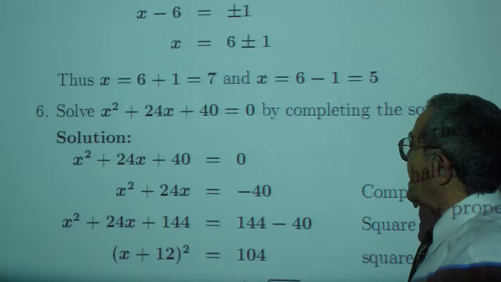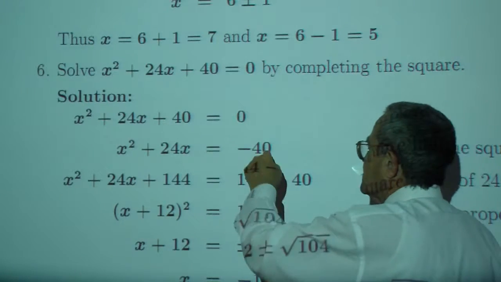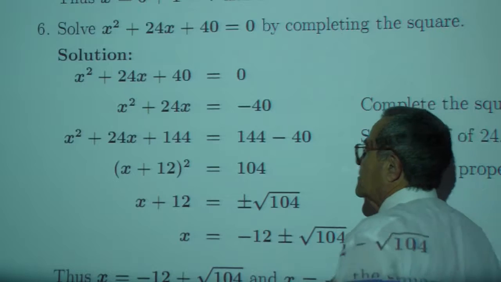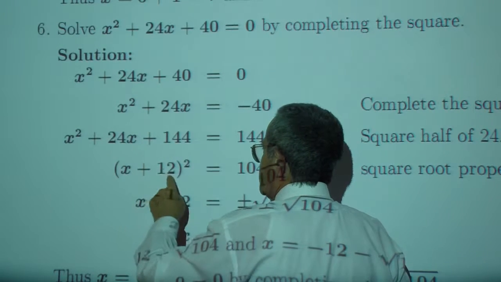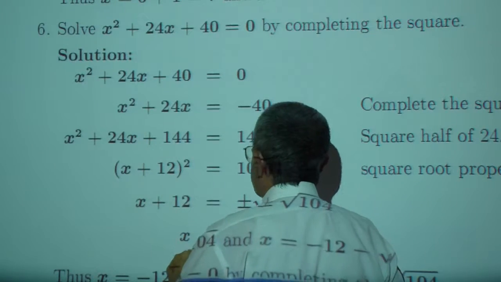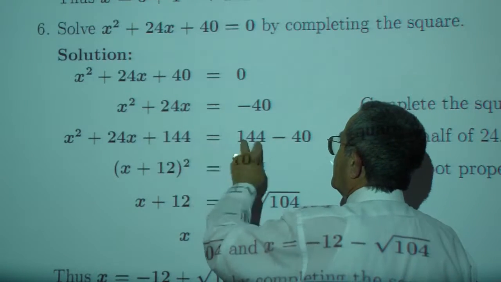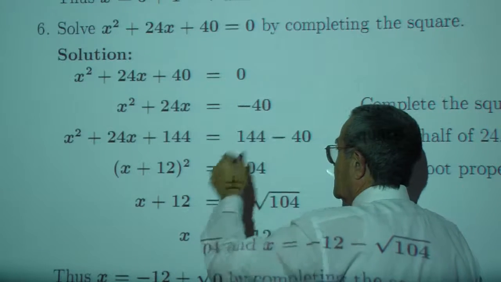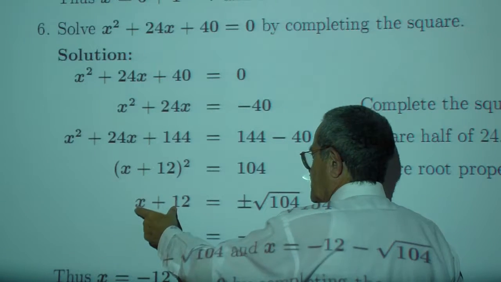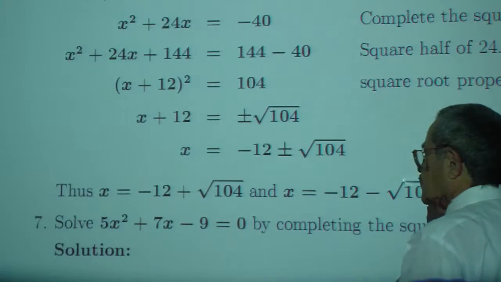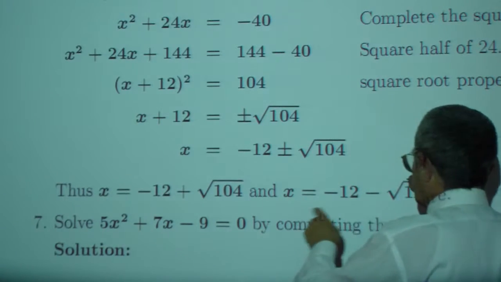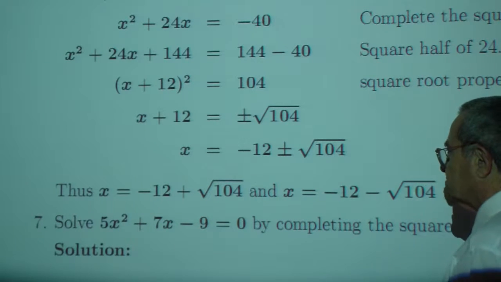And then the last one, get the 40 out of the way. This is 1 times x squared. 1/2 the coefficient of 24 is 12. 12 squared is 144. Add 144 to both sides. Take the square root, you get x plus 12, which is plus or minus the square root of 104. So -12 plus or minus the square root.